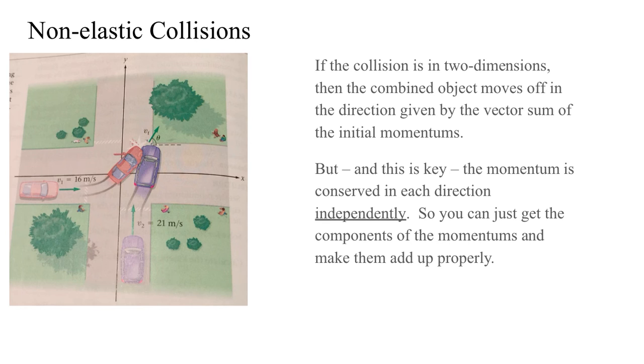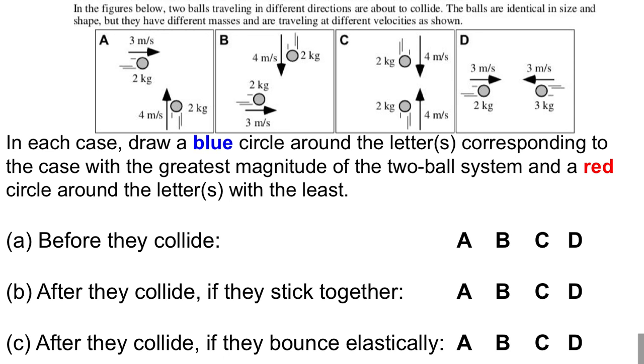Alright, if the collision is in 2 dimensions, then the combined object moves off in the direction given by the vector sum of the initial momentums. But, and this is key, the momentum is conserved in each direction independently. So you can just get the components of the momentums and then make them all add up properly. So, in each case, draw a blue circle around the letters corresponding to the case with the greatest magnitude of momentum of the two-ball system, and a red circle around the letters with the least magnitude of momentum of the two-ball system.